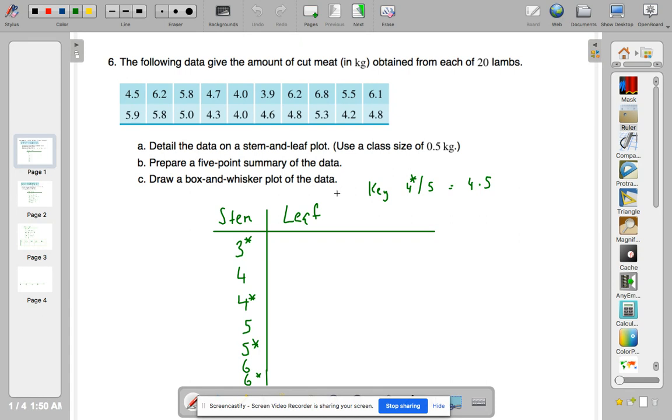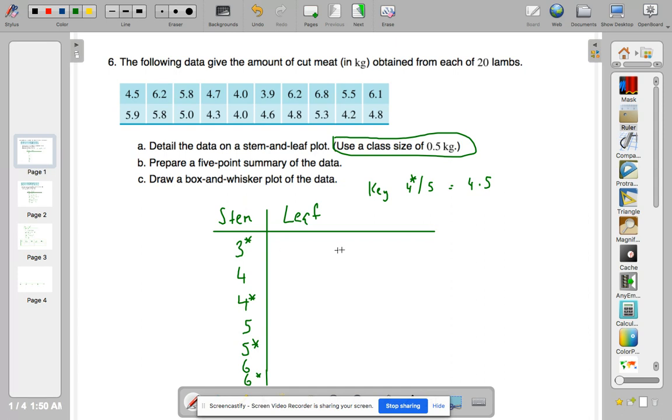So let's get started. As we've seen so far, stem and leaf plots give us an idea of how the data is distributed in groups, and you can use 10s or 5s. Now here, it's asked us to use a class size of 0.5 kilogram. So we've got a whole lot of lambs here and cut meat in kilograms, and we're putting them in the size of 0.5 kilograms.